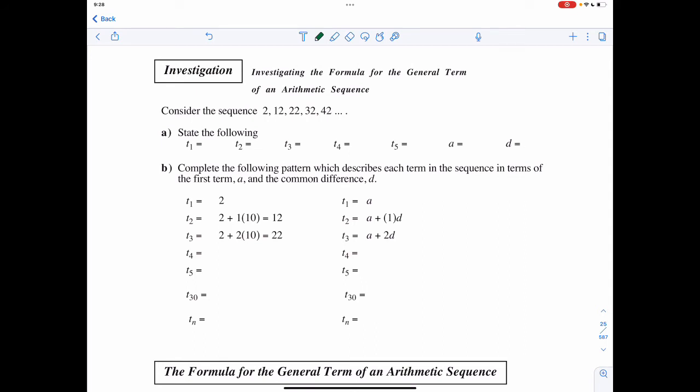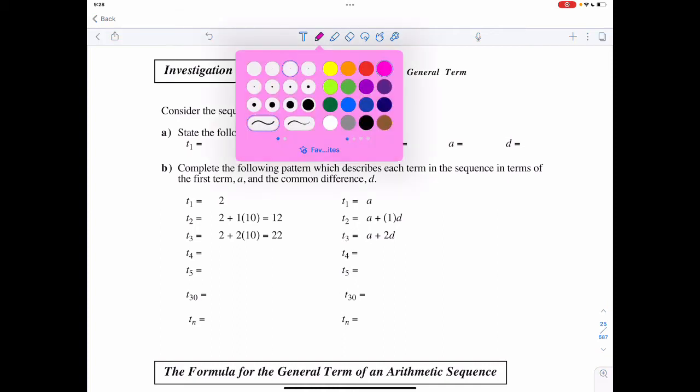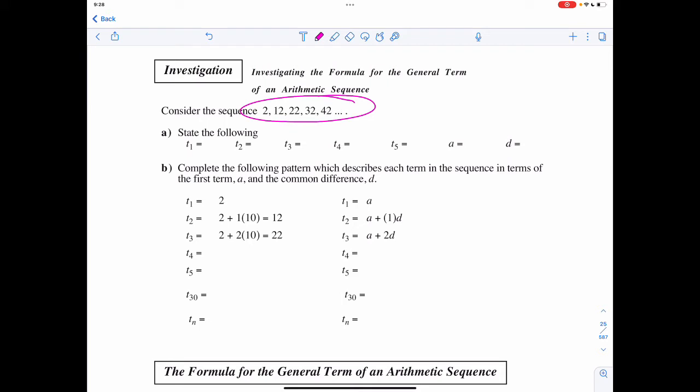Now, we need to be able to derive what the value of any term within an arithmetic sequence is going to be. So given this sequence, my first term is 2, my second term is 12, my third term is 22, my fourth term is 32, fifth term is 42. My first term's value, I started at 2, and the common difference is every single time I'm increasing by 10.